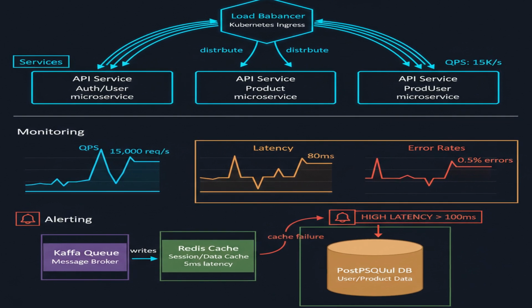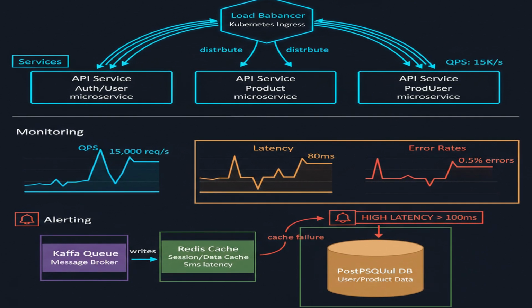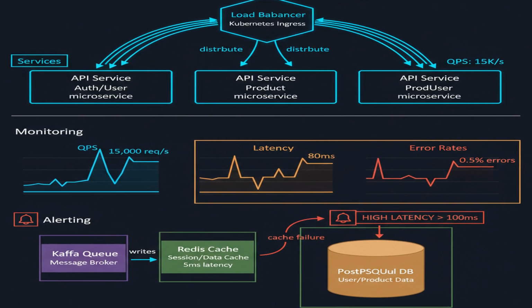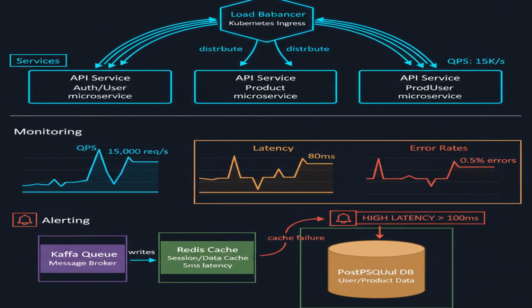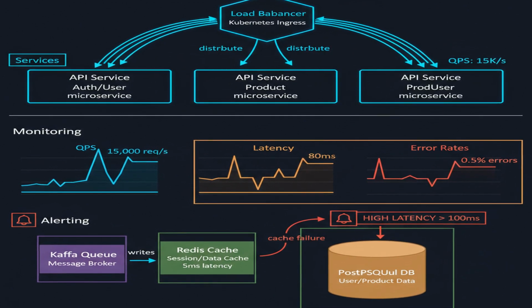An experienced interviewer will probe: what happens when the cache goes down? Your answer should be: we fall back to the database, but latency spikes. That's why we use cache replication.